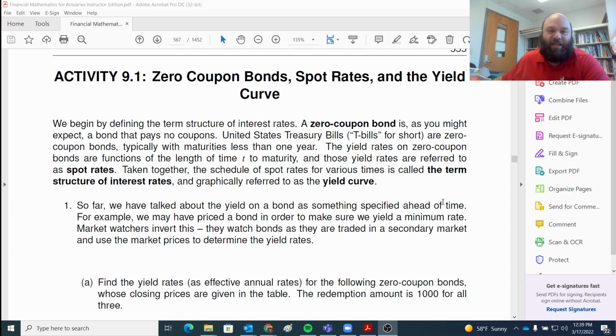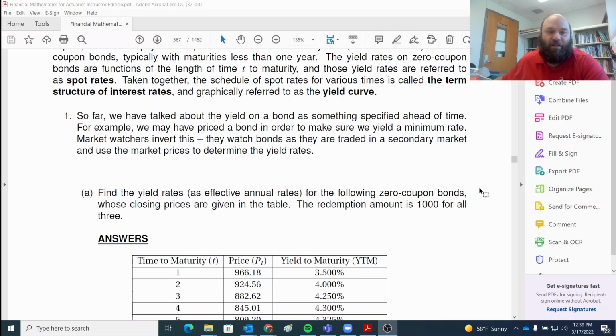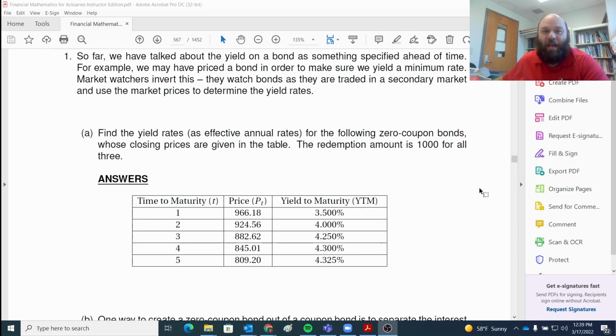So let's start with an example. We're going to find the yield rates as effective annual rates for a bunch of zero coupon bonds whose closing prices are given in the table, and in all cases the redemption amount is 1,000. So here's the table. What y'all have in your book are these first two columns, and this column is blank. This is the yield to maturity, or the YTM, for each bond.